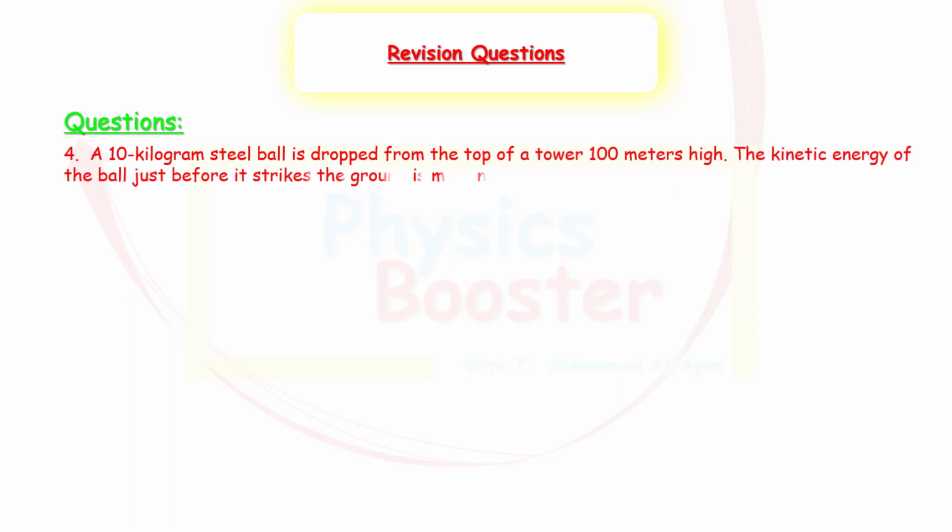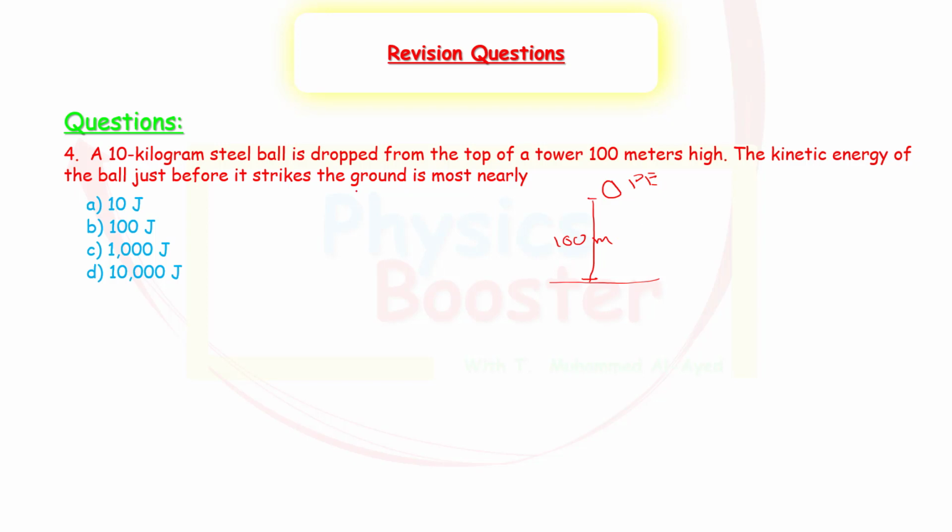Question 4. A 10 kilogram steel ball is dropped from the top of a tower, which is 100 meters high. The kinetic energy of the ball just before it strikes the ground is most nearly A, B, C, or D. Well, first of all, we know that the object is now 100 meters above the ground because it's thrown off a tower, which is 100 meters above the ground. So what type of energy does it have at this moment? Well, it has only potential energy, okay?